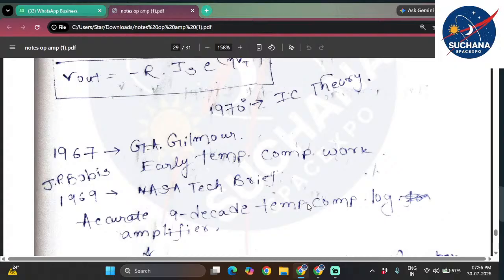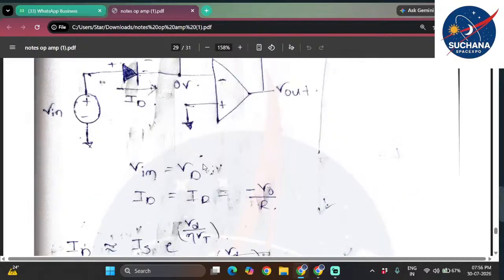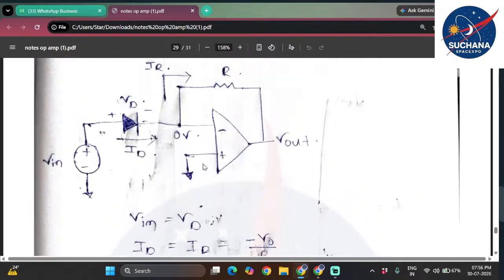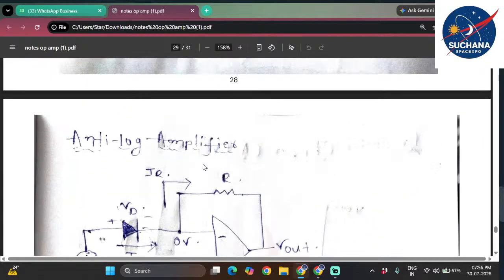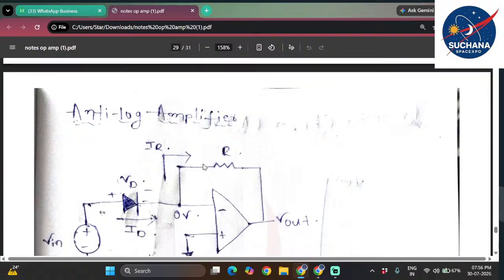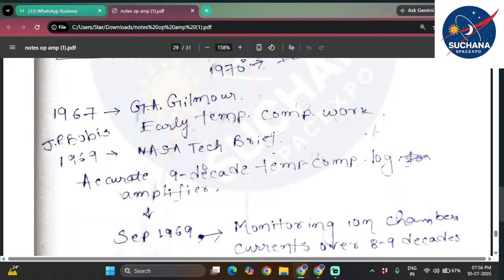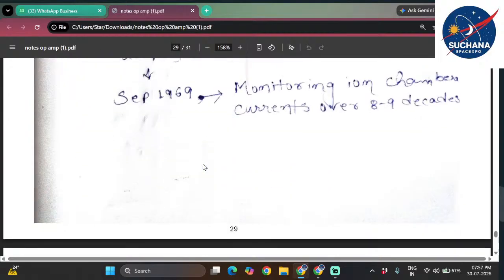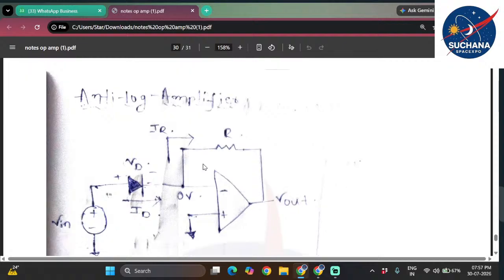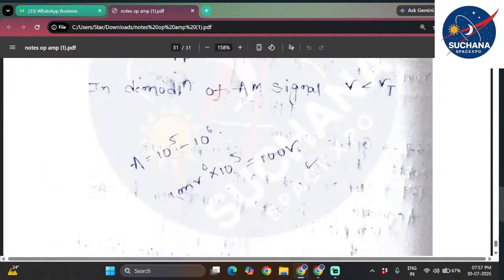And we discussed the logarithmic amplifier and the inverted logarithmic amplifier. In tomorrow's session we will discuss the anti-log amplifier. Then we will do some simulations for these different configurations of op-amps in MATLAB.